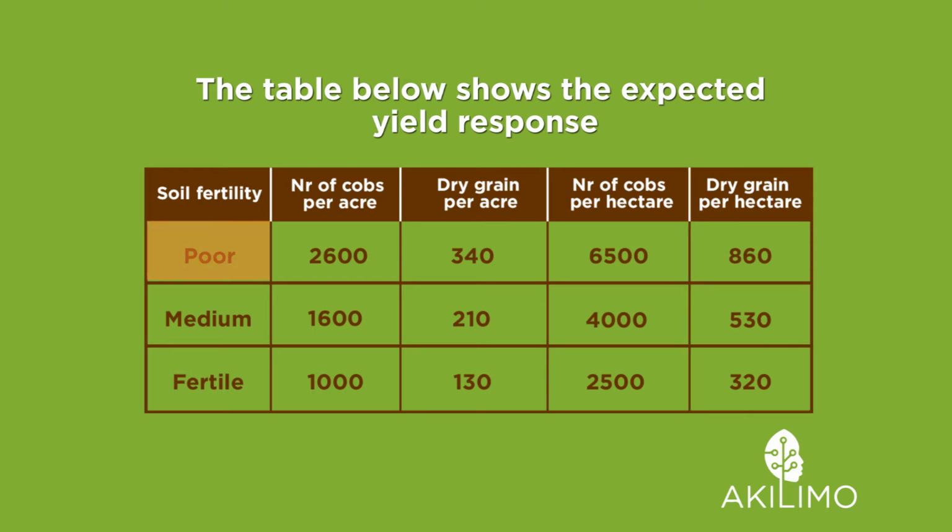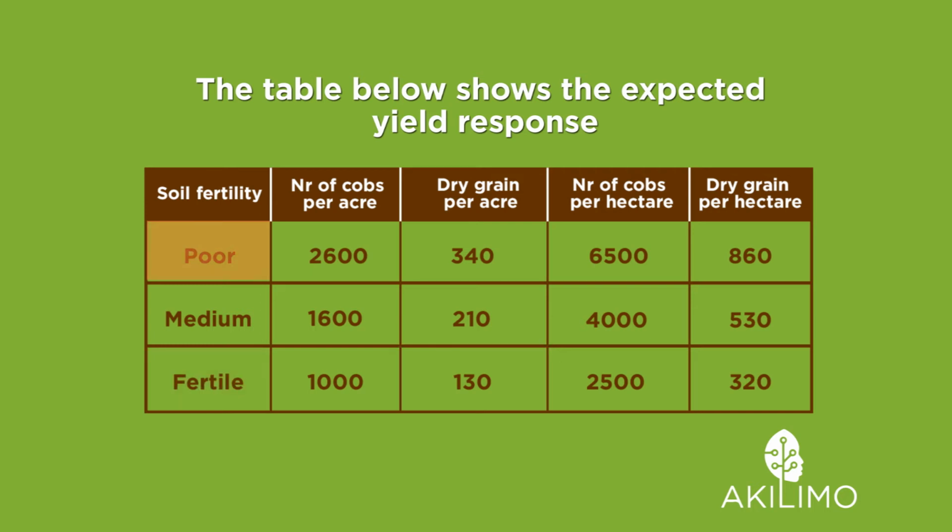In poor soils, we observed that yield increases on average by 2,600 cobs per acre, in medium fertile soils by 1,600 cobs per acre, and in fertile soils by 1,000 cobs per acre. In dry grain, this corresponds to 340 kilograms per acre in poor soils, 210 kilograms per acre in medium fertile soils, and 130 kilograms per acre in fertile soils.